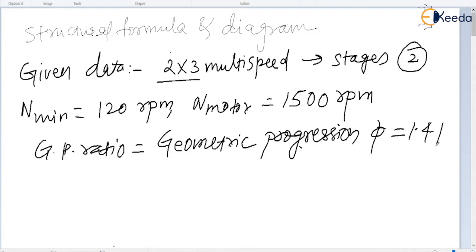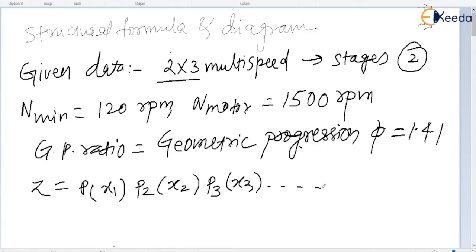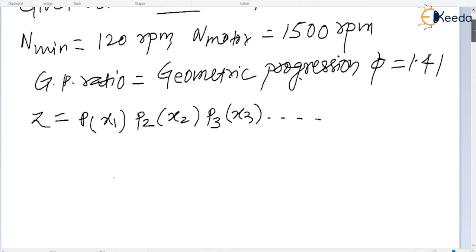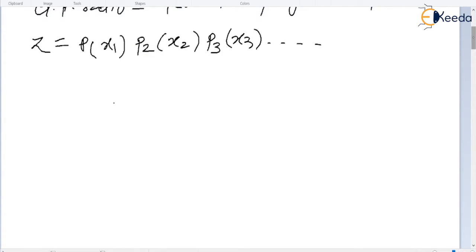Now how we can write the structural formula is important. The structural formula is given by Z equals P1 in bracket x1, P2 in bracket x2, P3 in bracket x3, and so on. This is the standard method to write down the structural formula. Here, as we are dealing with only 2 stages, we don't need the x3 value. Our structural formula will be P1 in bracket x1, P2 in bracket x2.